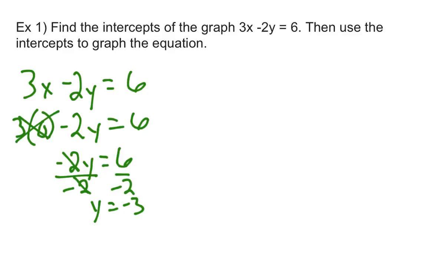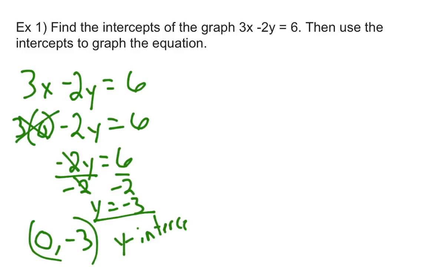So again, think about this as a point. When I chose 0 for x, my y became -3. So that is my first intercept, and that's because I'm finding y here. This is what we call my y-intercept. That's where it's going to cross the y-axis.